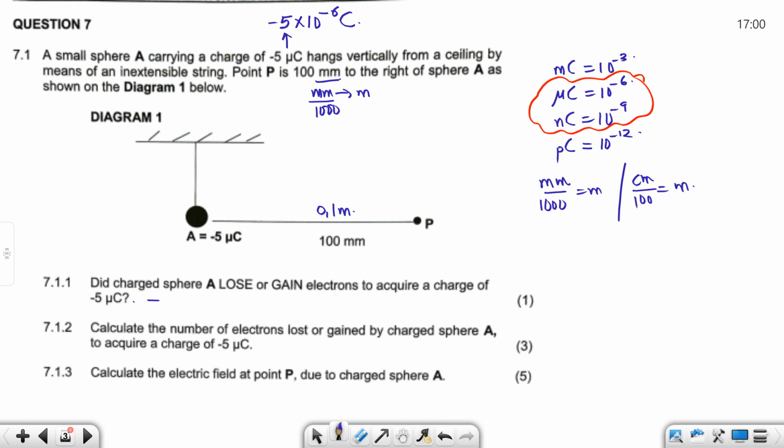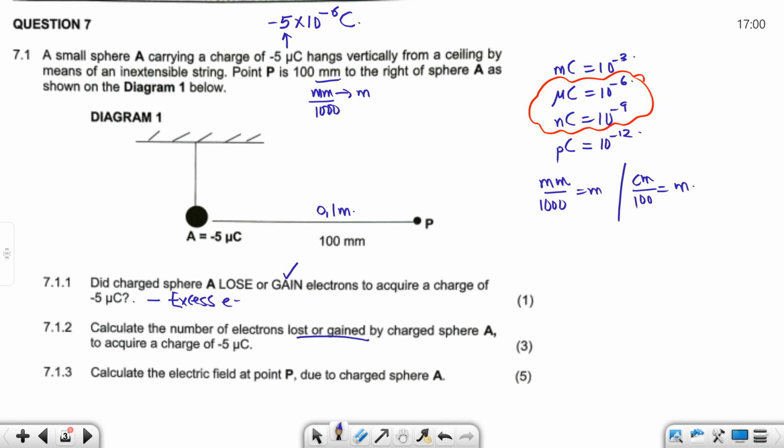Remember, negative shows excess what? Electrons. So the correct answer is it gains. If it loses, it will become positive. All right. Negative simply shows it has excess. Now, calculate the number of electrons lost or gained.